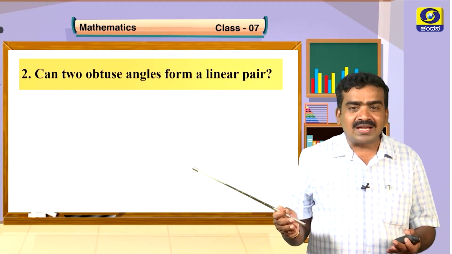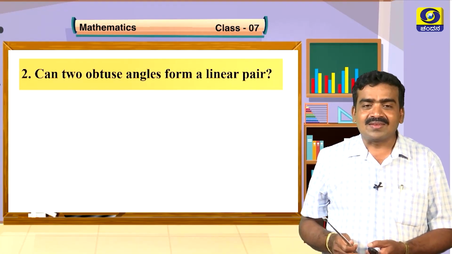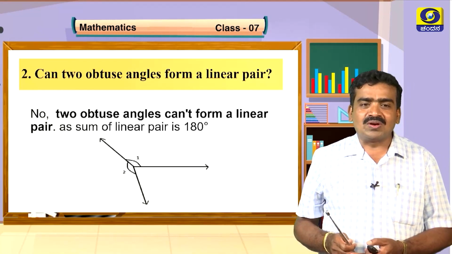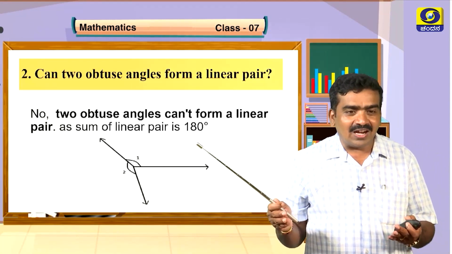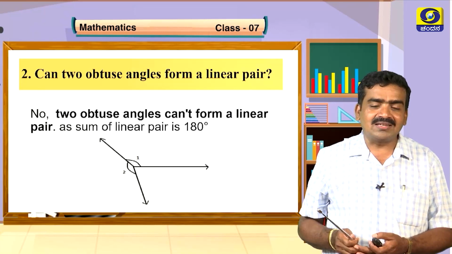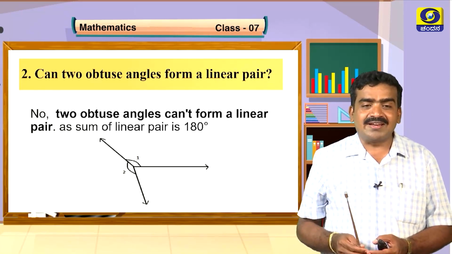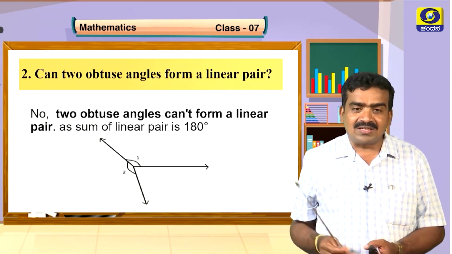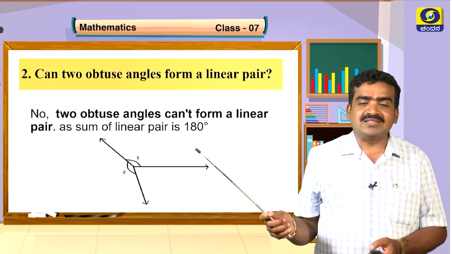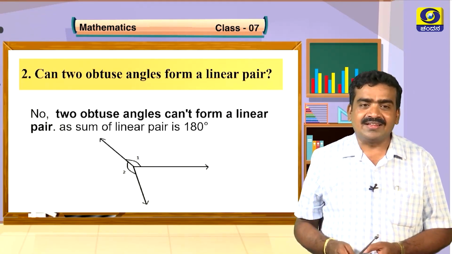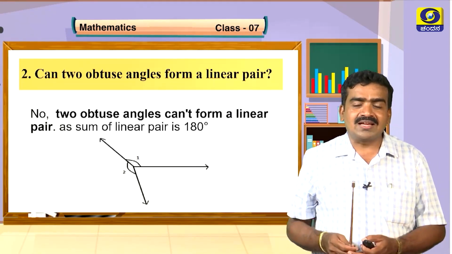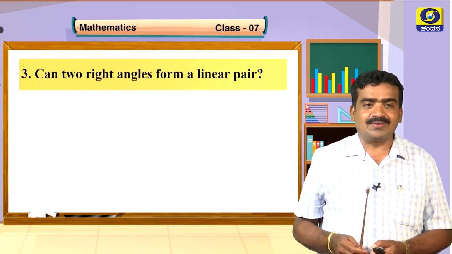Can two obtuse angles form a linear pair? No. Two obtuse angles cannot form a linear pair because their sum is more than 180 degree. But as we all know, a linear pair gives us 180 degree. Therefore, two obtuse angles do not form a linear pair.